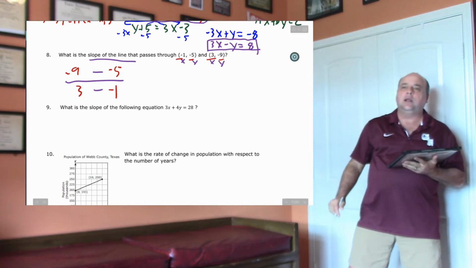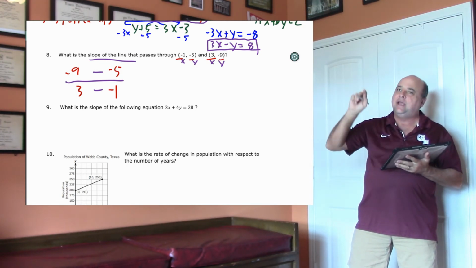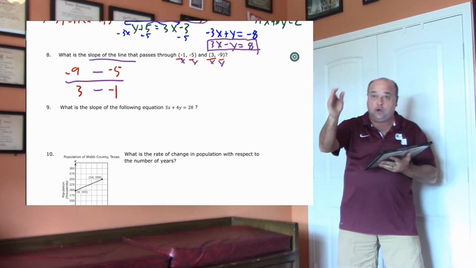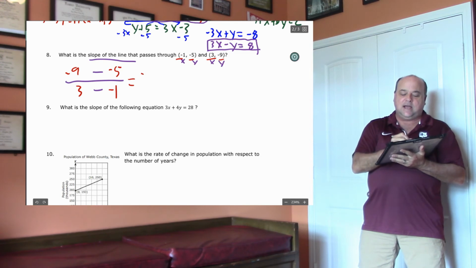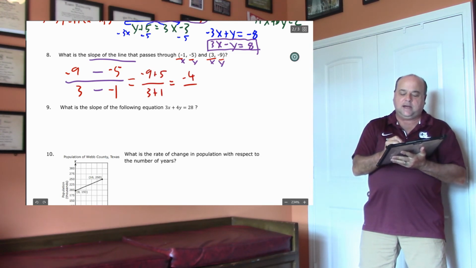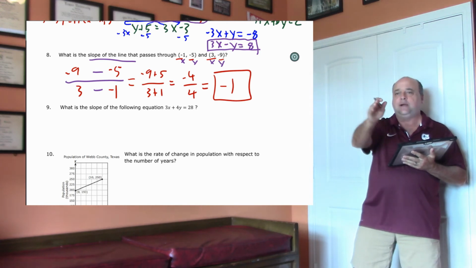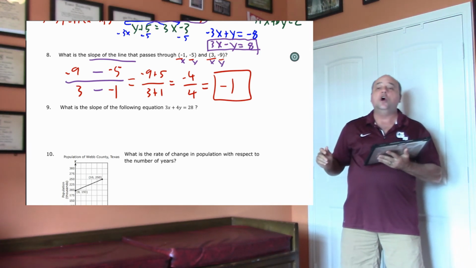Please use the calculator. Hit Control Divide and then type in 9 minus negative 5. Hit the down button, type in 3 minus negative 1. Hit Enter, and you will not miss this. Okay, if you do it by hand, it's going to be negative 9 plus 5 over 3 plus 1, which is going to be negative 4 over 4, and you should end up with negative 1 as your slope. That means this line's going down 1, right 1, down 1, right 1. It's going to go through all the grid points.